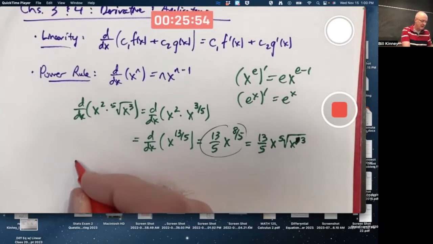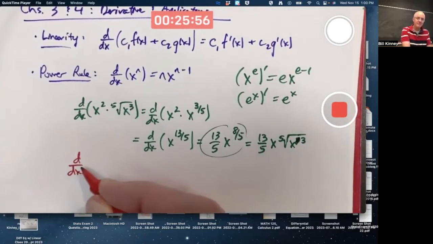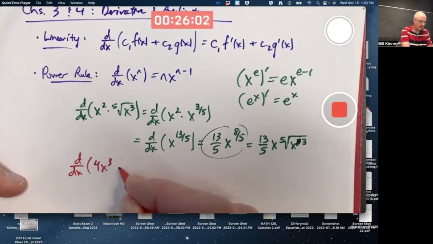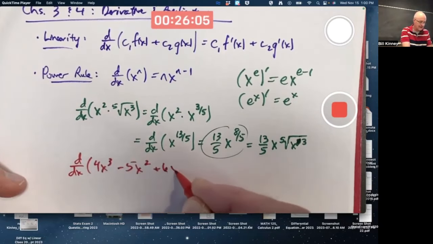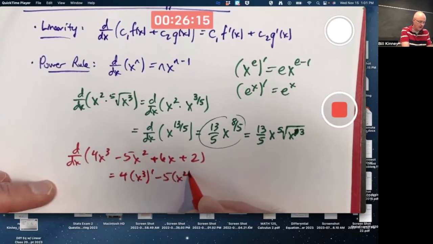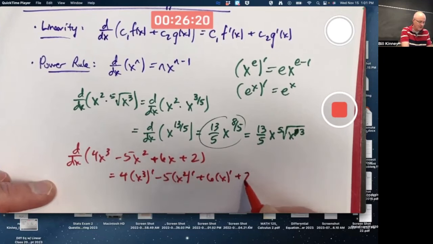We also apply this when we are taking derivatives of polynomials. We combine linearity and the power rule when we're taking derivatives of polynomials. For example, 4x cubed minus 5x squared plus 6x plus 2. That's 4 times x cubed prime minus 5 times x squared prime plus 6 times x prime plus 2 times what? x to the 0 prime. You could think of it that way if you wanted to.